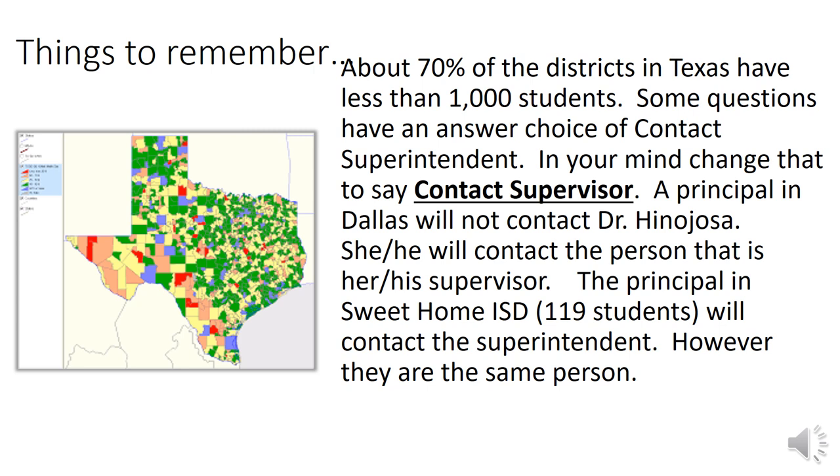Because I know that in Dallas, nobody's going to call Dr. Hinojosa. It's a huge district like HISD. They're going to contact their supervisor. But if the question comes up, for example, if you had students cheating on the STAAR exam, and what would be a step that you would take, you would have to contact your supervisor. In a small district, that would be your superintendent. In a super large district, it may be your area superintendent. So it just depends on where you are. So think of contact supervisor in that situation.